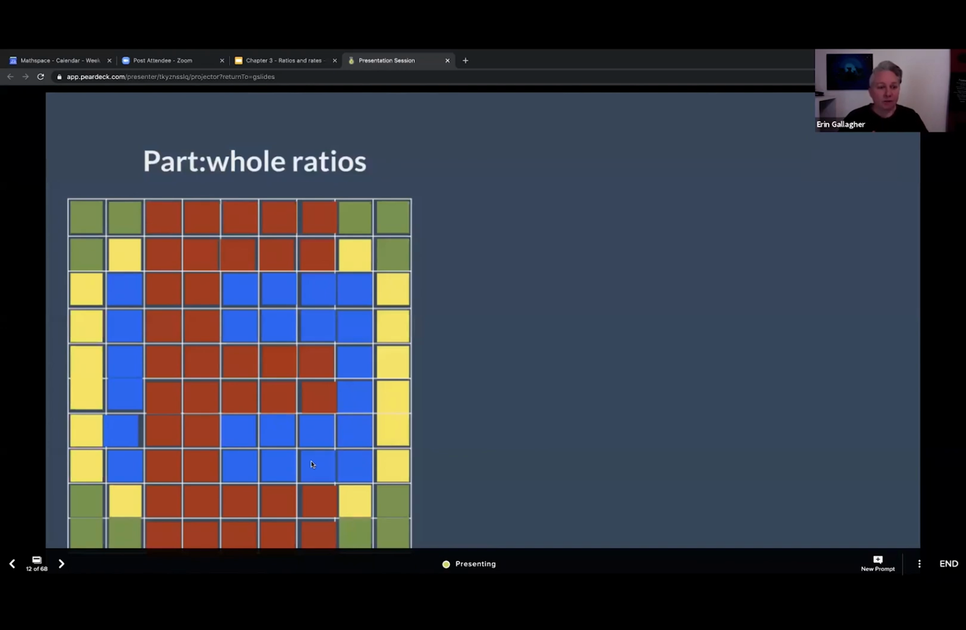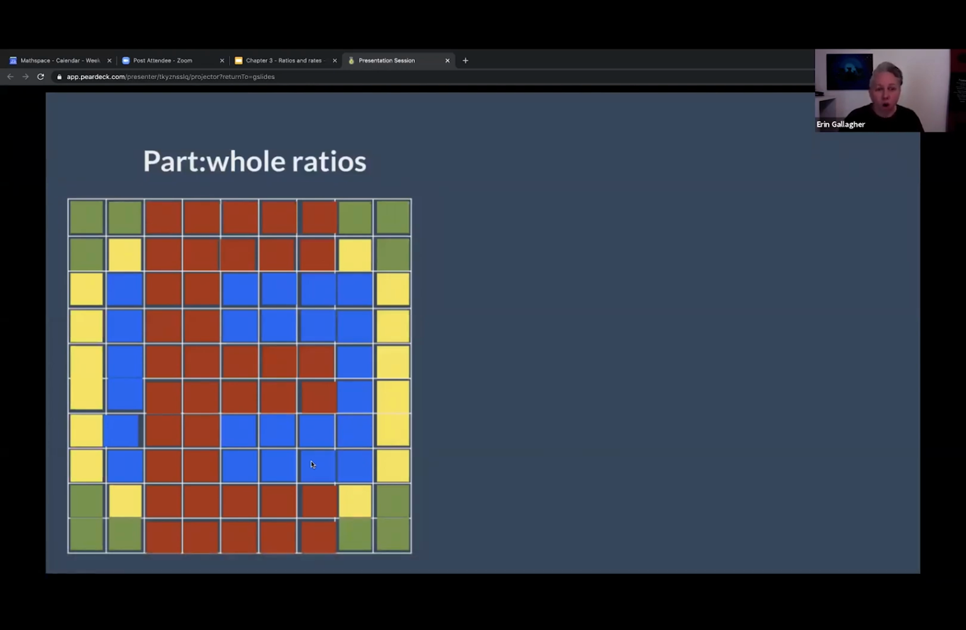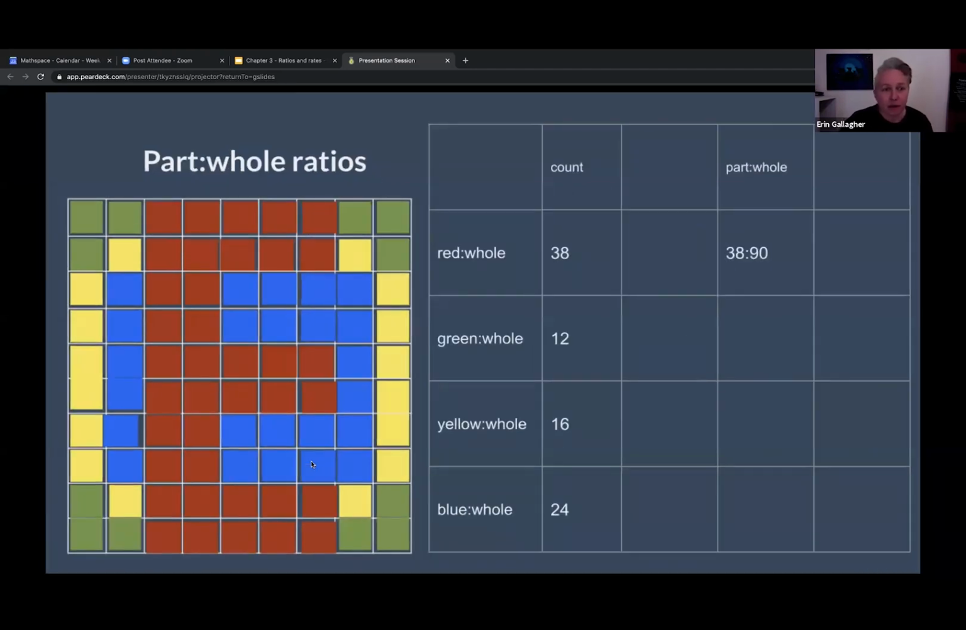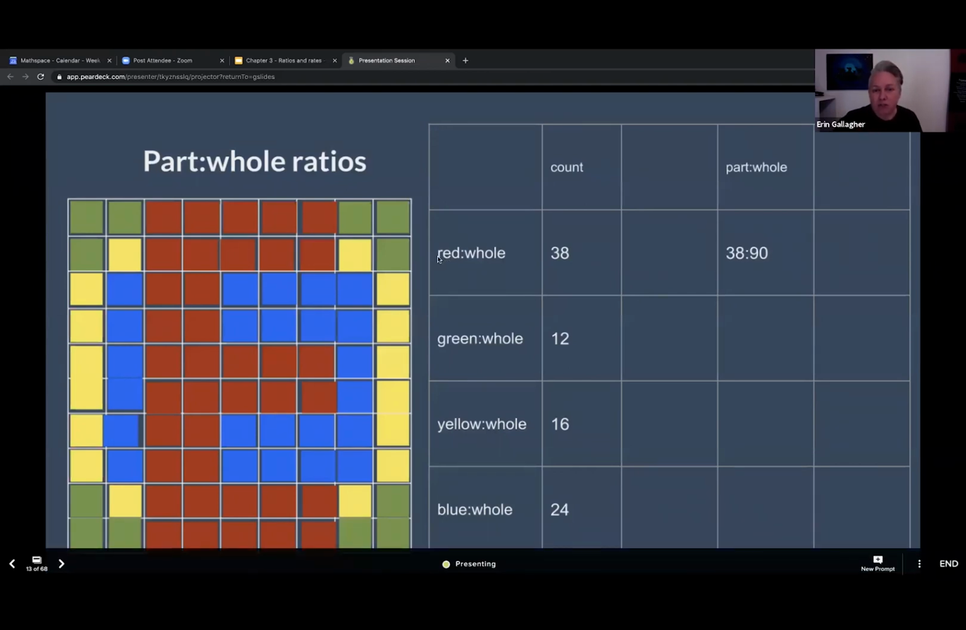Okay, so here's my little grid again. We're going to talk about part-whole ratios first. So that's when we look at a part of something and we compare it to the whole, or how much of the whole it was. So here is how I'm writing these ratios. This first line in the table, you'll see red is to whole. So that's the part, the red, to the whole component. I know that there are 38 red squares. We worked that out in the previous week. That means I write the part-whole relationship as 38 is to 90 with these little dots.